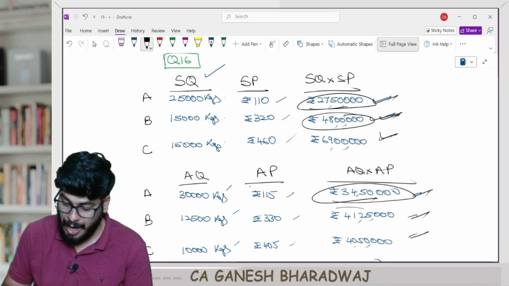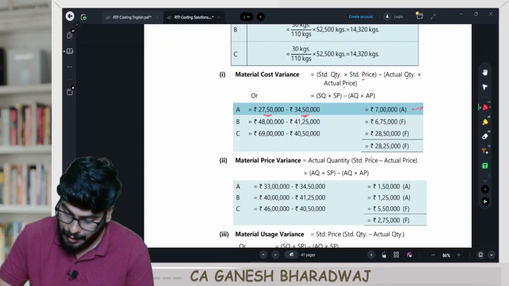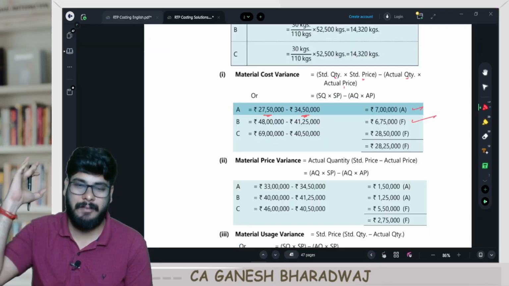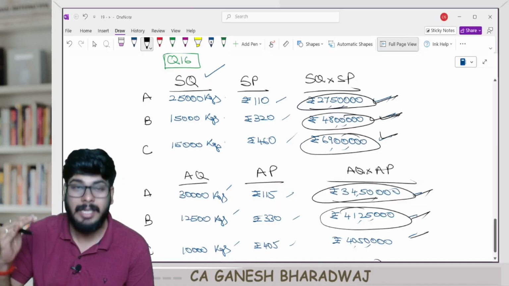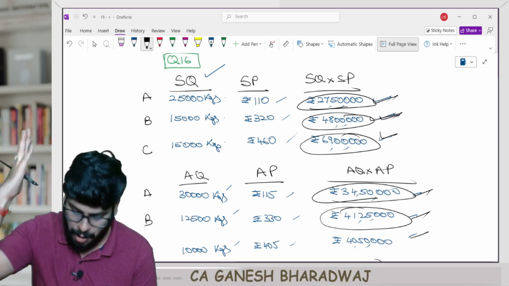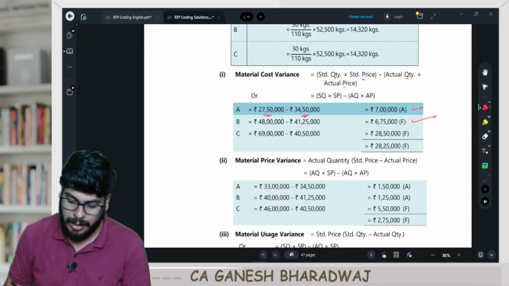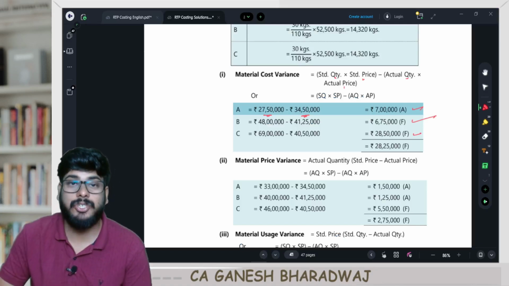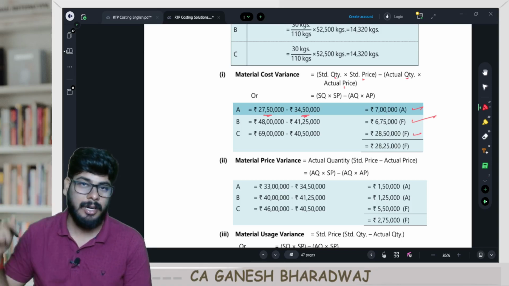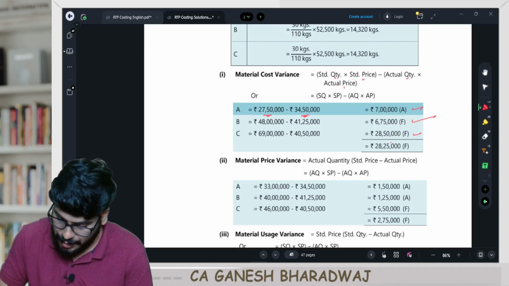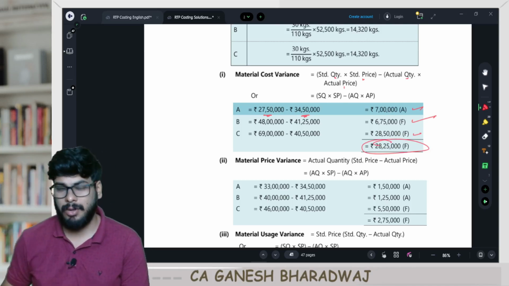Similarly, for product B, the standard material cost is totally how much? 48 lakh, but you've actually incurred only 41.25 lakh. So the difference of 6.75 lakh is a favorable variance. Similarly, for C, 69 lakhs is the standard material cost. However, you have actually incurred only 40 lakh 50,000. There is a difference of 28.5 lakhs. It's a favorable variance. Your actual is less than your standard. So if you add up everything, you get 28,25,000 favorable variance. Are you clear with this?